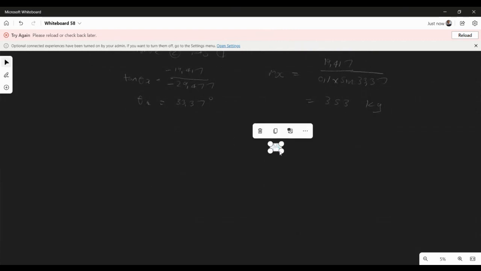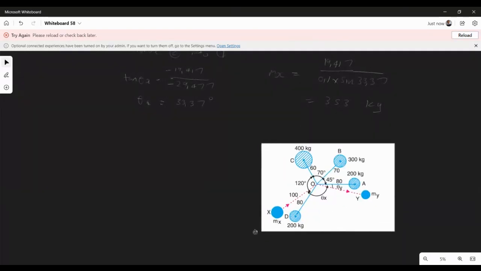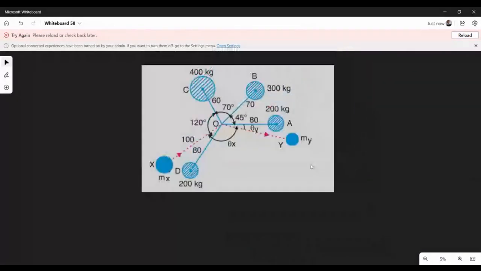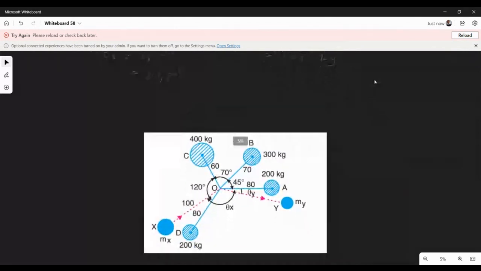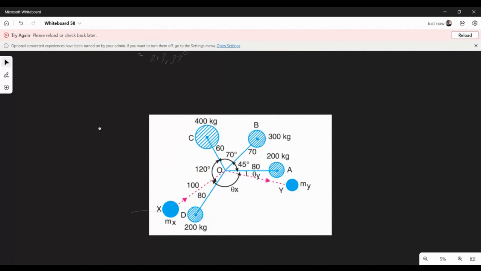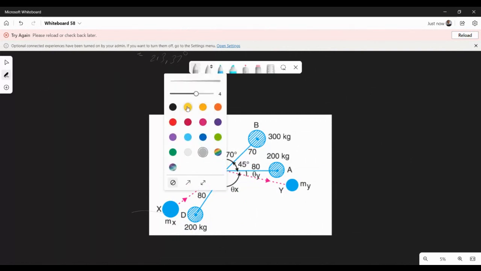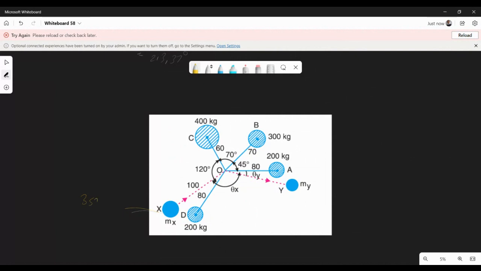So, in summary, that's what we have here. For our dynamic balance, this must be at that angle. And then to find out our angle x, we have to add 180 to that 33.37, and we get 213.37 degrees. So what it means to balance this system of rotating masses, this must be 353 kilograms at 213.37.